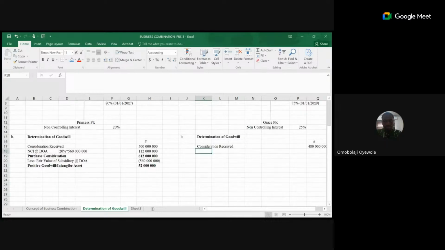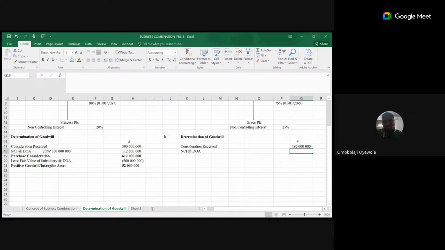Now, after consideration received, the next thing is always what? NCI at what? Remember, in this question we are told that NCI is to be measured using fair value. We are given the fair value of NCI. So what's the fair value of NCI? 140 million. So if we add it together, 480 million plus 140 million gives us 620 million.